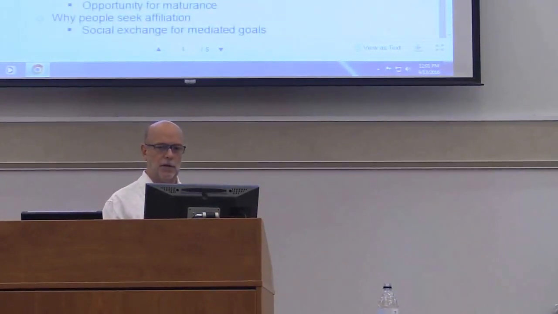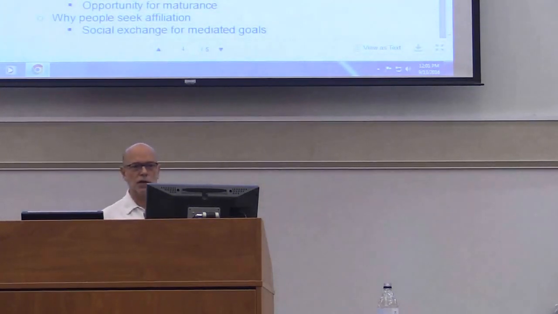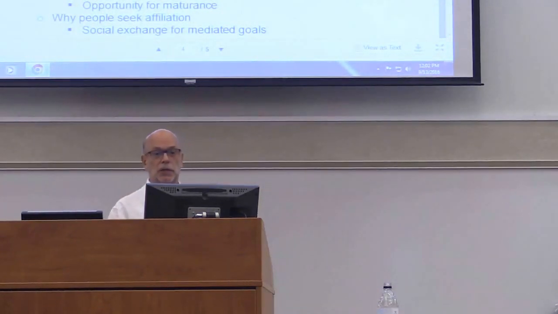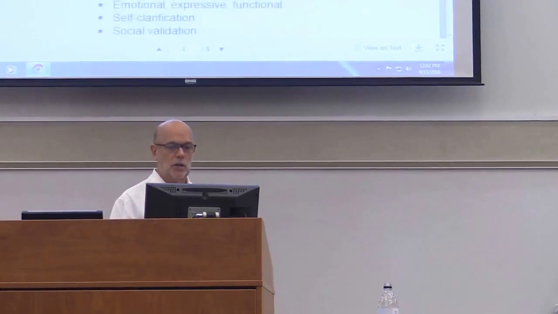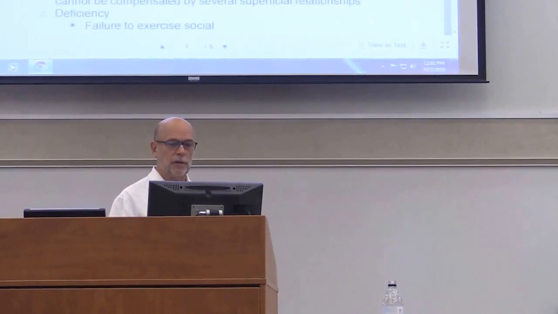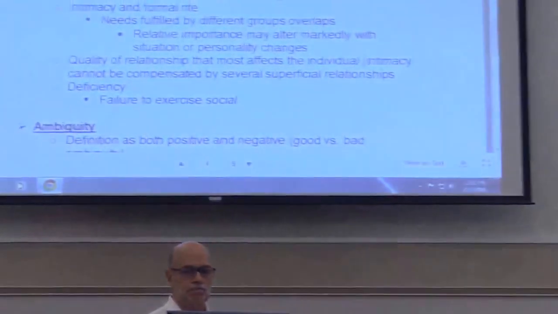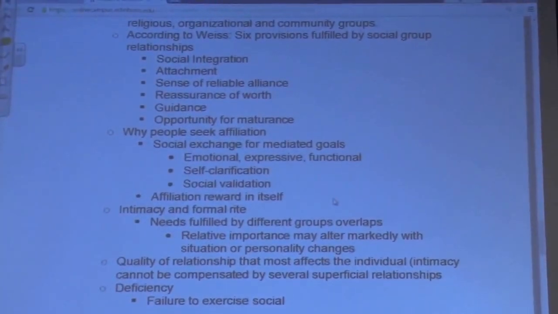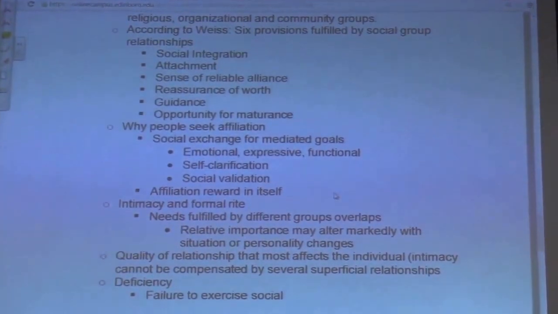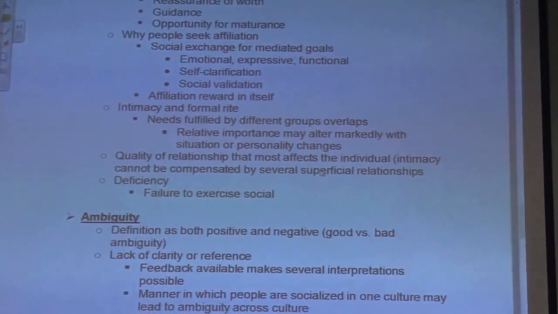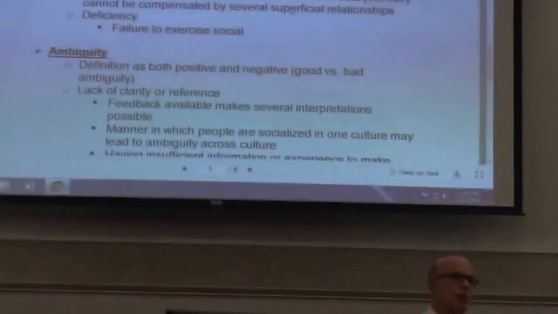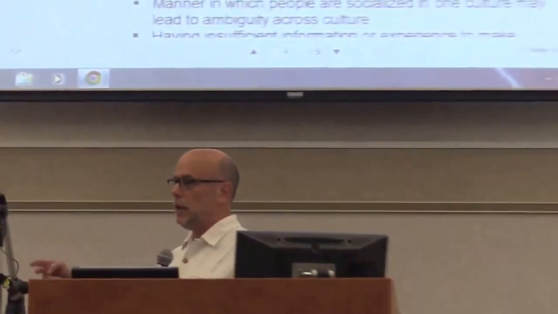So we belong to both voluntary and involuntary groups. Those that are involuntary include family, ethnicity, race, clan, and even class. Those that are voluntary include political, religious, organizational, community groups. All right, there are these different provisions that are fulfilled by social group relationships: social integration, attachment, sense of reliable alliance, reassurance of worth, guidance, maturation, and so on. We want to feel accepted. We want to be able to feel that what we feel is accepted, how we express ourselves is accepted, that we're validated, and that we know what it means to have intimacy and what it takes to become intimate in a relationship with others as part of a family or extended family or a clan or an organizational group or a team or, whatever the case may be.